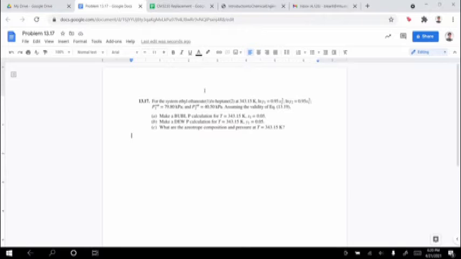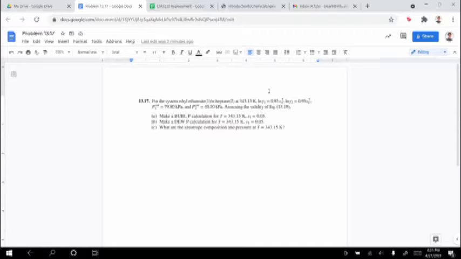So I was asked to solve 13.17, and from the problem we see that the system is at 343.15 degrees Kelvin. The natural log of the activity coefficient for 1 is equal to 0.95 multiplied by the liquid fraction of component 2 squared. You can also see that the natural log of the activity coefficient 2 is equal to 0.95 times the liquid fraction of component 1 squared.